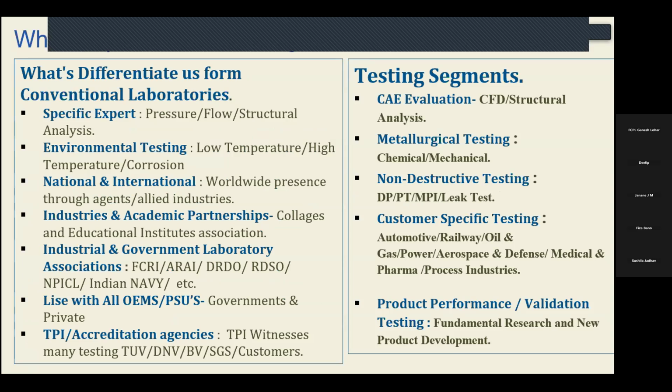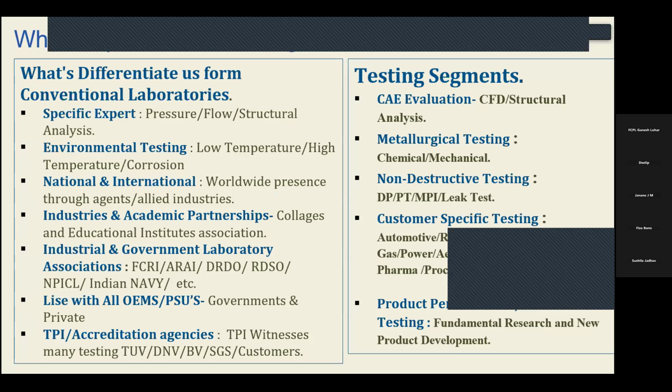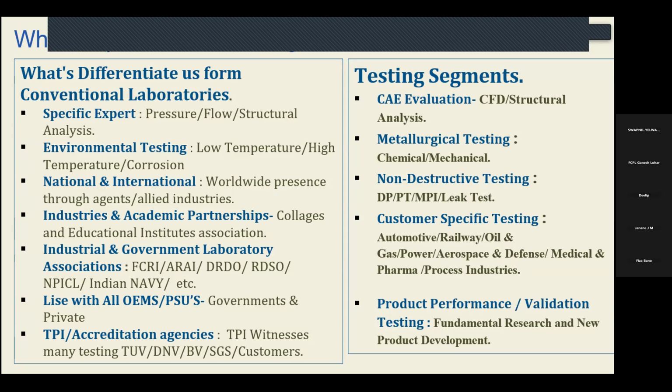Okay. So what is different from conventional laboratories in fluid control? As you can see in the previous slides, our specific expert area is pressure, flow, and structural analysis. That's what we are experts in, and we have been doing it for decades. We have environmental testing chambers specifically for low temperature, high temperature, and corrosion as well, so that can be simulated across all the products, or whatever environmental requirement can be created in our environmental testing chambers. We are already testing global OEMs' products. Nationally and internationally we have a presence, and we can help many OEMs and manufacturers across the globe.